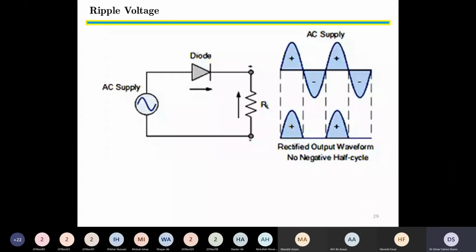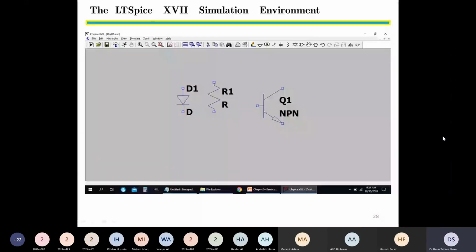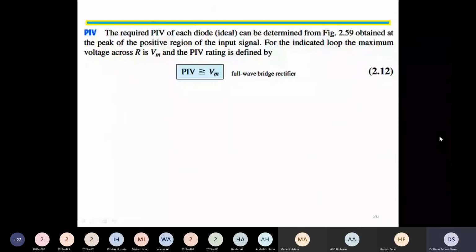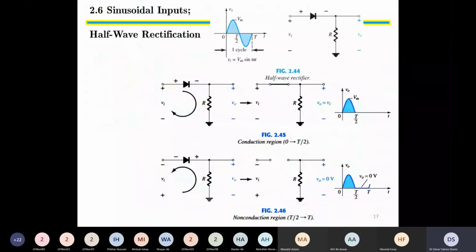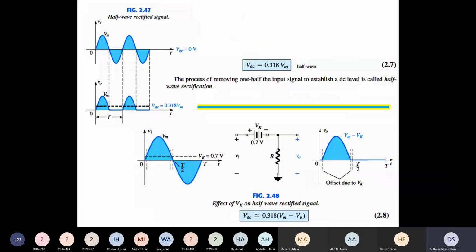Okay, ji. So last time what we did was, Bismillahirrahmanirrahim. Last time we did a number of examples. We started with the sinusoidal input. We discussed half wave rectification. We discussed the disadvantages of half wave rectification. Then we discussed the half wave rectification with ideal and then practical diodes.